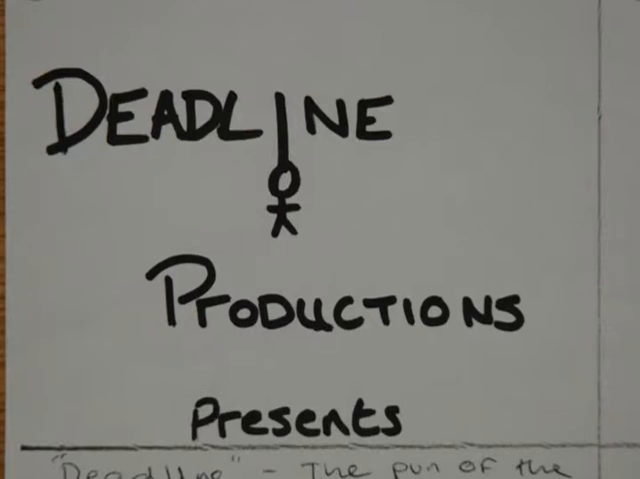Right, our first slide consists of Deadline Productions presents, and the deadline bit is a pun because the dead represents death, and the line in the eye, we have a man hanging from a noose, which obviously represents death as our genre is horror.